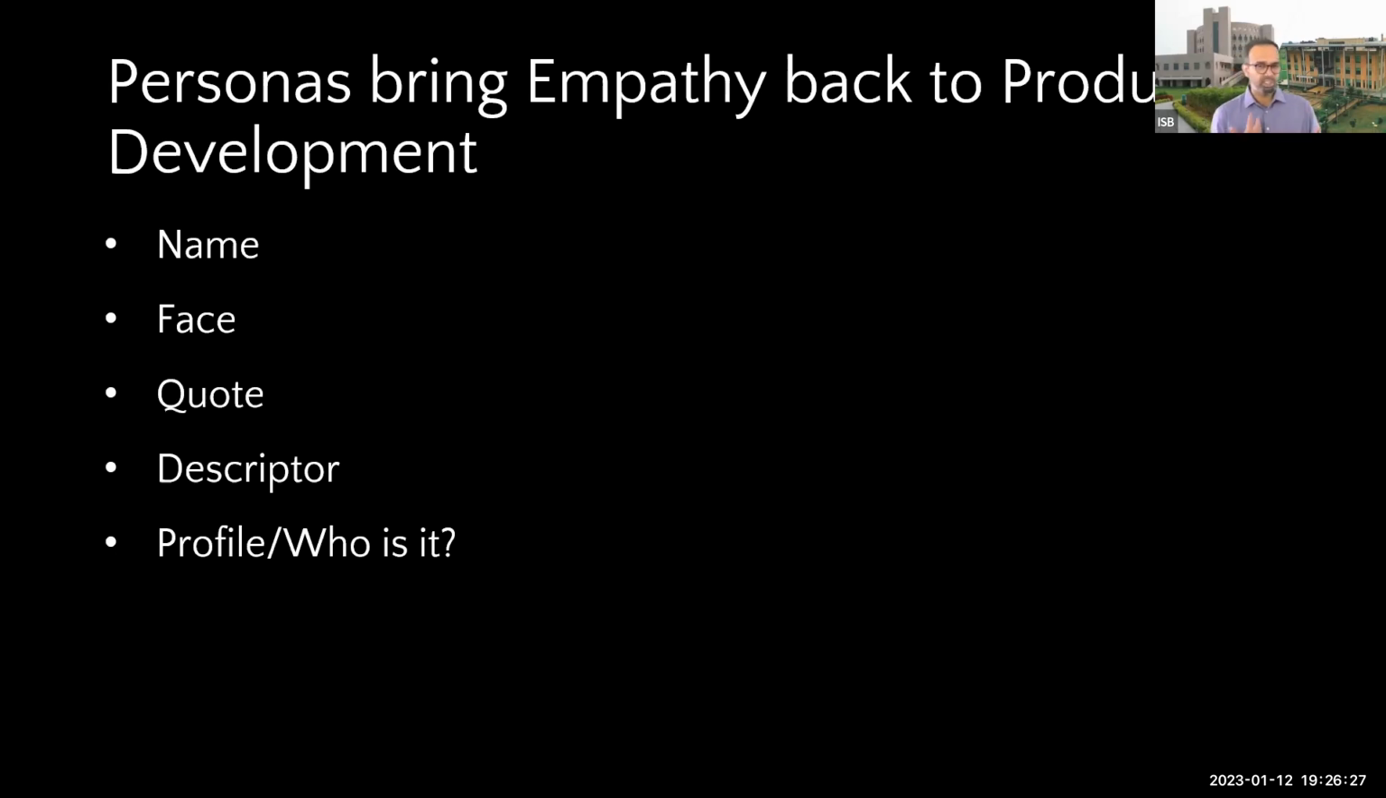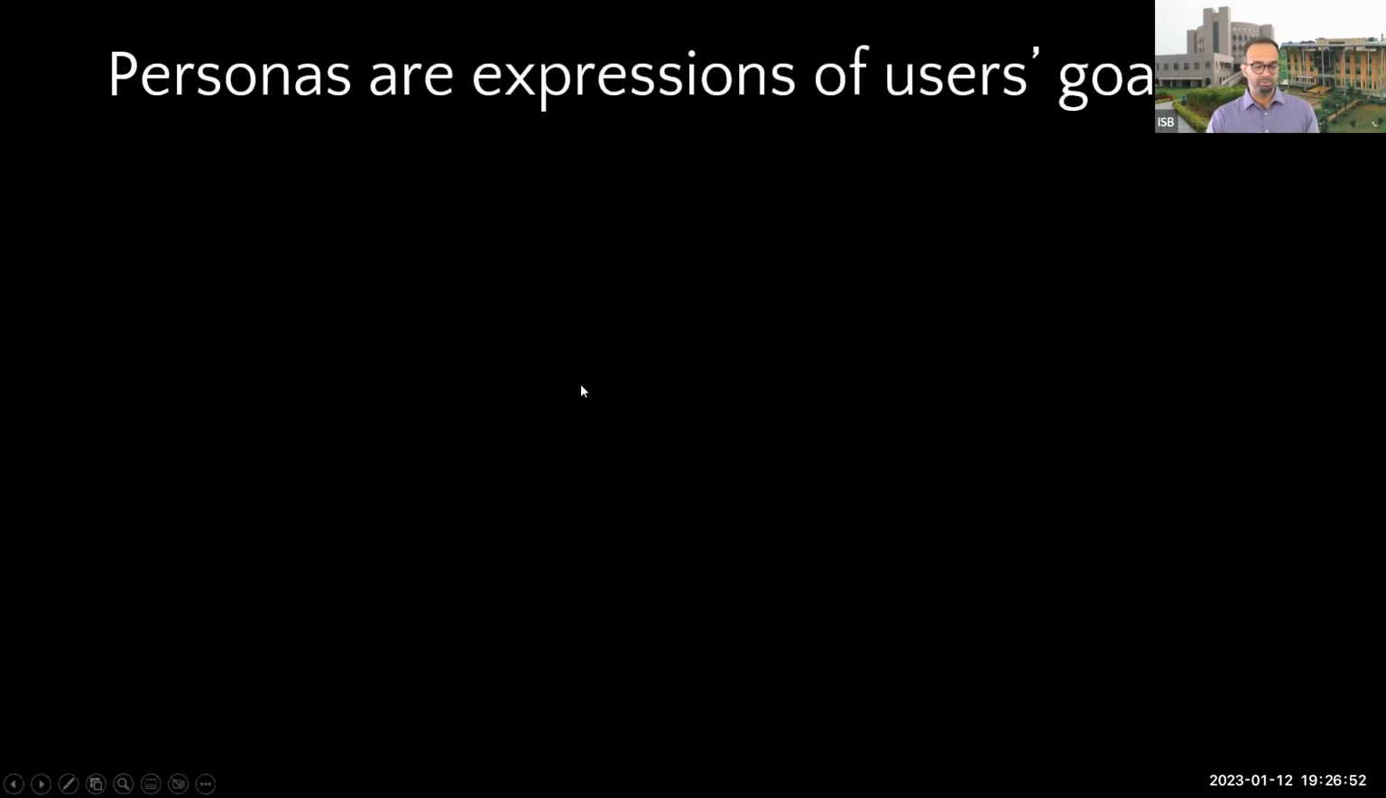And to empathize with that user, to make it very real, because it's a model, it's not a real person. How do you take a model and make it real? You give them a name, you give them some kind of fictitious face, you have a quote that defines who they are, you have a descriptor, and you write about their profile, who it is, what is their demographic, what is their earning potential, what is their spending potential. You have some information about who they are, right? So that's what you're trying to do in order for you to develop it a little bit. So those are all characteristics that you have when you're developing a persona.